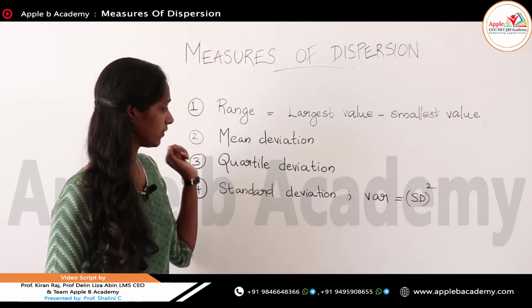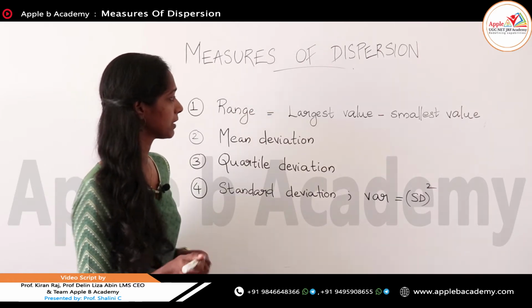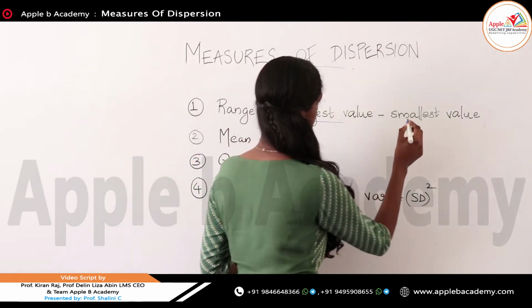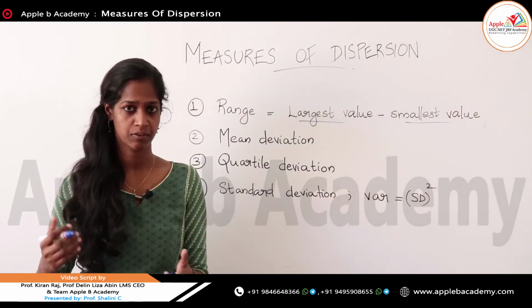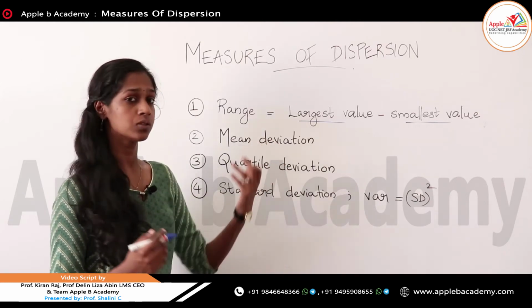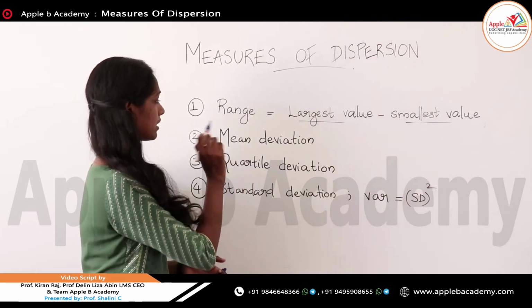So now we move on to the measures of dispersion one by one. Range, mean deviation, quartile deviation and standard deviation. Range is nothing but the largest value in a set minus the smallest value. So in a data set you have a series of observations. In that you subtract the smallest value from the largest value and then you get the range.